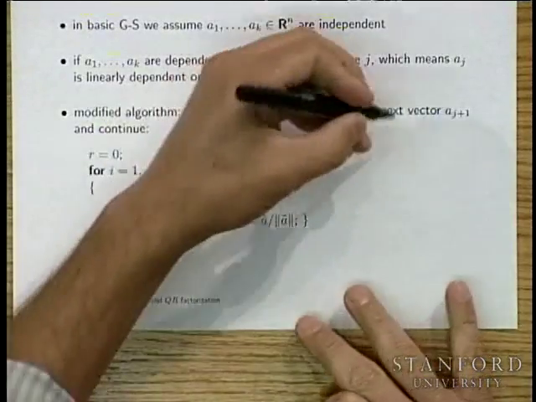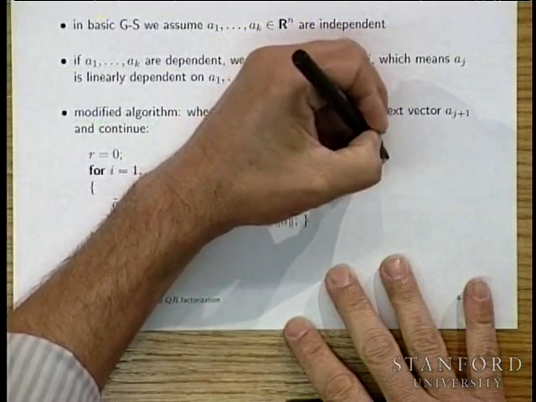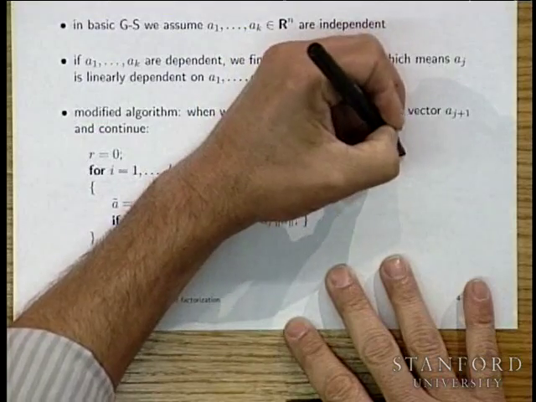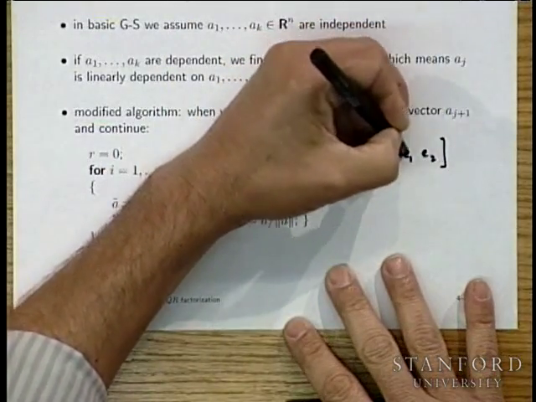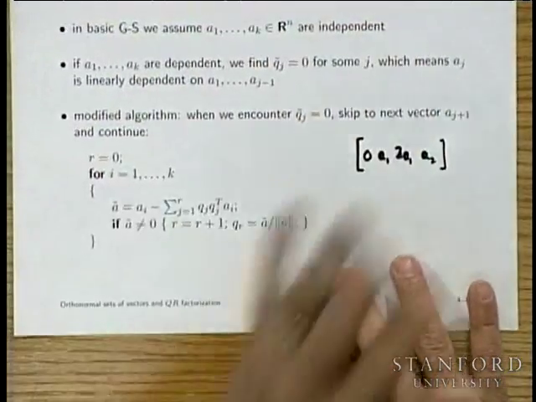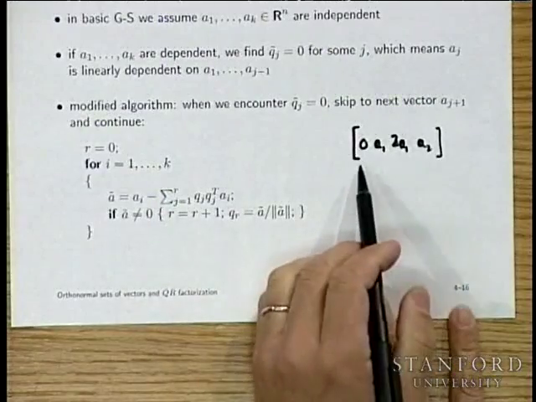Suppose I put in vectors that look like this: 0, a1, 2a1, and a2. Actually, it doesn't matter. I'm going to call them 0, a1, 2a1, and a2, and a1 and a2 are independent. What does a generalized Gram-Schmidt do here?